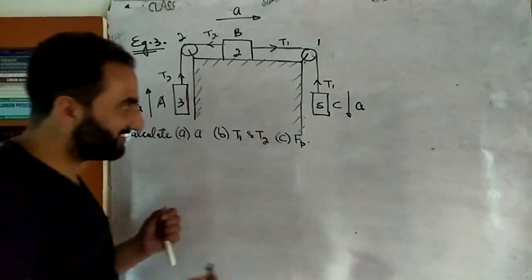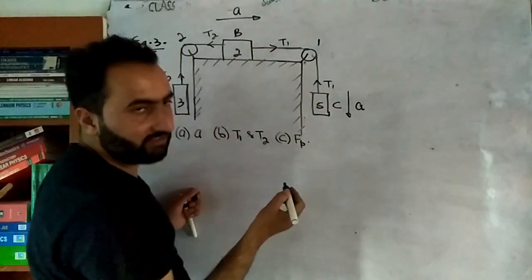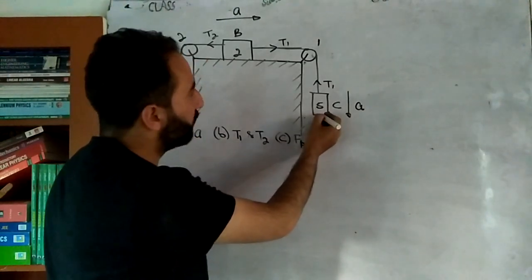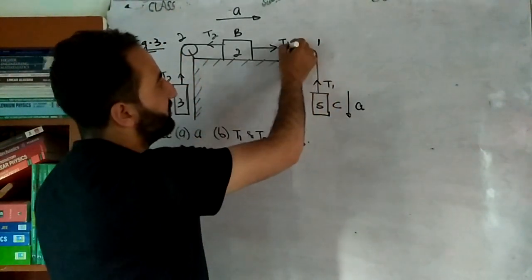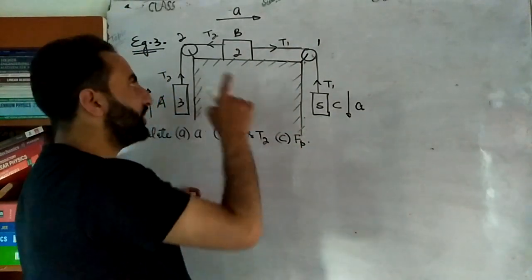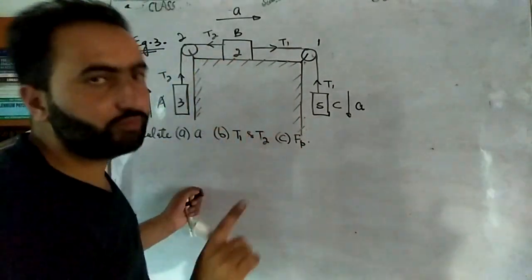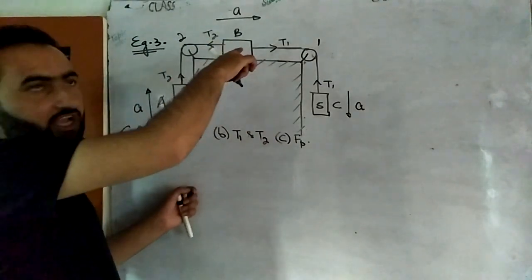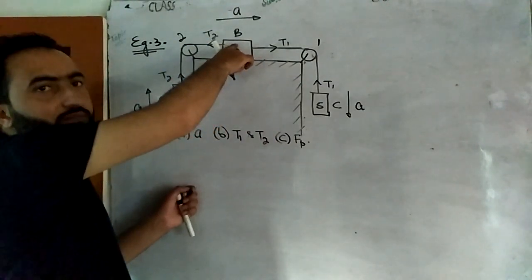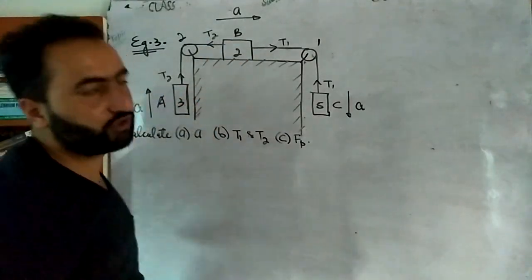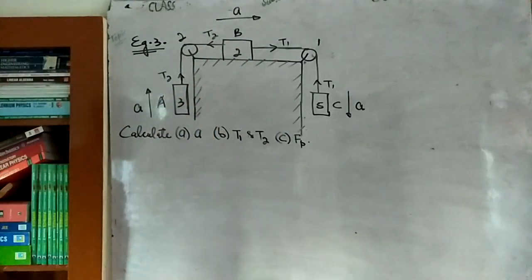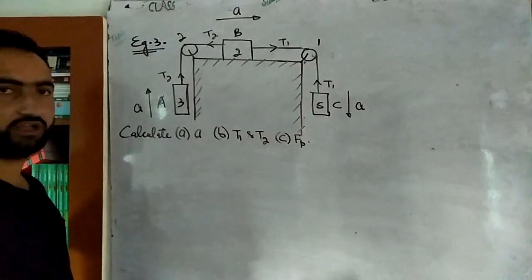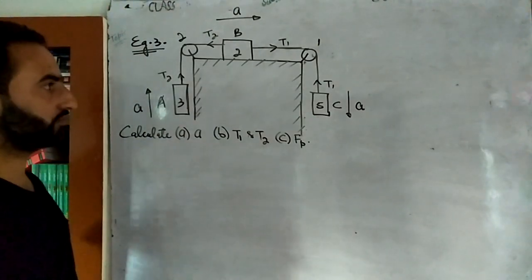It's obvious. The reason is this, that these two blocks are connected by a single string, which means that suppose acceleration of this is 2 meter per second square, so obviously acceleration of every point of the string will be 2 meter per second square, which in turn means acceleration of block B will be 2 meter per second square. And then block B and block A are connected by the same string, which means that if acceleration of this is 2 meter per second square, the acceleration of this has to be 2 meter per second square. Only in such a situation the string will remain tight throughout the motion of the system.